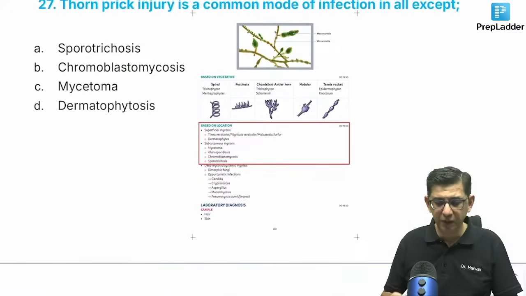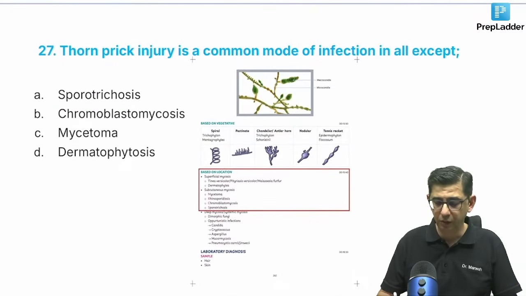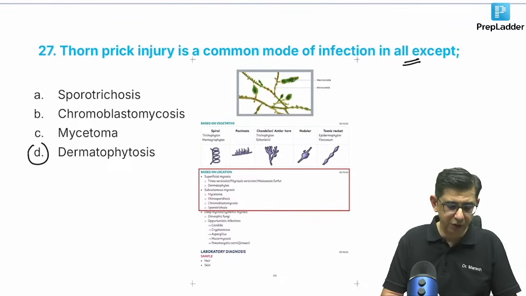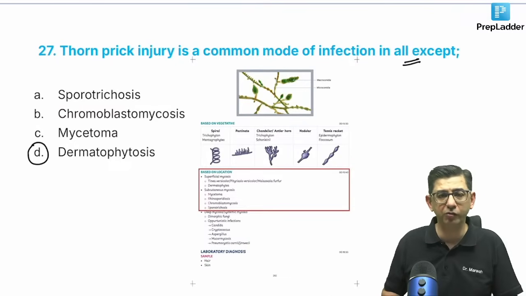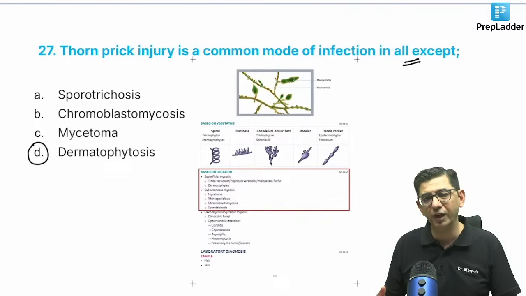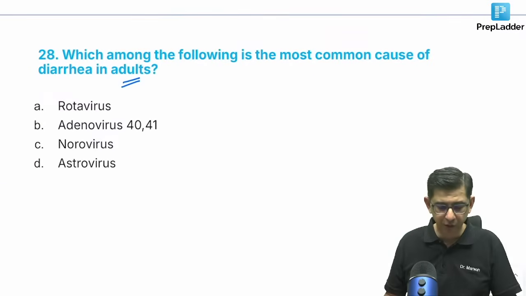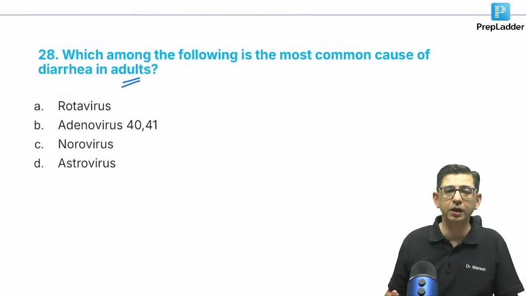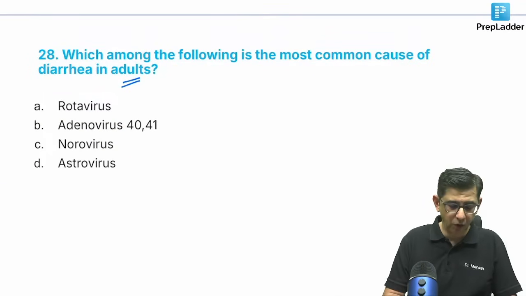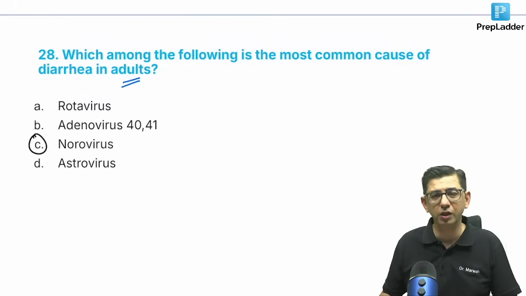Then is the thorn prick injury, and they put up an all-except question. Normally they put the Rose gardener disease, but this was an all-except. So you have to work it out on the basis of mnemonics, or even without that. Dermatophytosis is more of an Indian disease, where a sweaty and humid atmosphere contributes to dermatophytosis. Then is the commonest cause of diarrhea in the adult population, which would be answered as norovirus. This you have to work out on exclusion. I mean, rotavirus or adenovirus is mainly going to be infantile diarrhea.